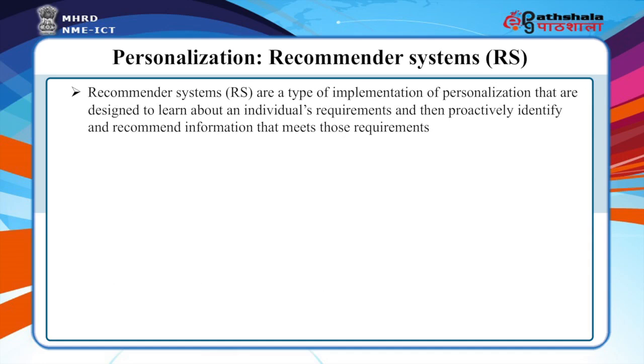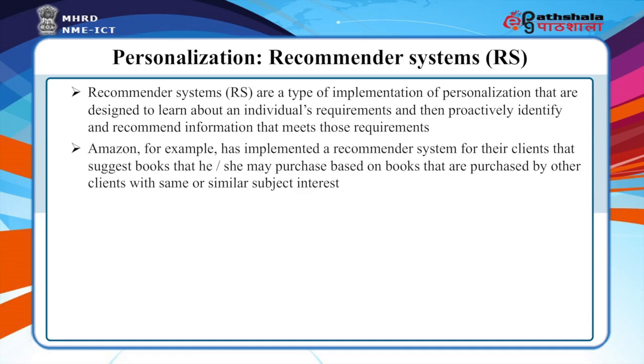Recommender systems, or RS, are a type of implementation of personalization that are designed to learn about an individual's requirements and then proactively identify and recommend information that meets those requirements. Amazon, for example, has implemented a recommender system for their clients that suggests books that he or she may purchase based on books that are purchased by other clients with the same or similar subject interest.